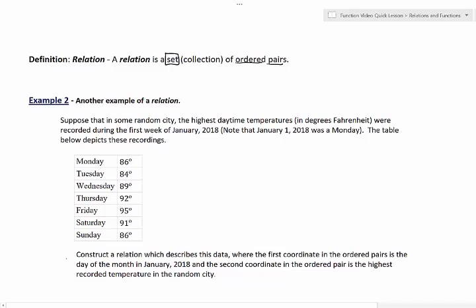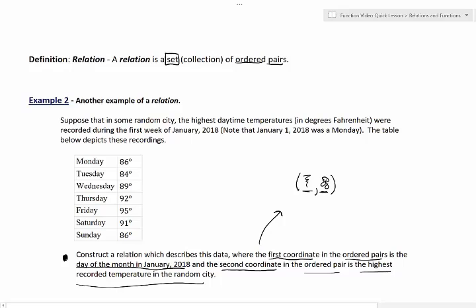What we want to do down here is construct a relation which describes all this data. We're going to use, let's say, the first coordinate in the ordered pair as the day of the month, January 2018. Second coordinate in the ordered pair, the highest temperature recorded. Now you said, what's a coordinate? Well, go up here real quick. When we have a collection of ordered pairs, we have these things that look like that.